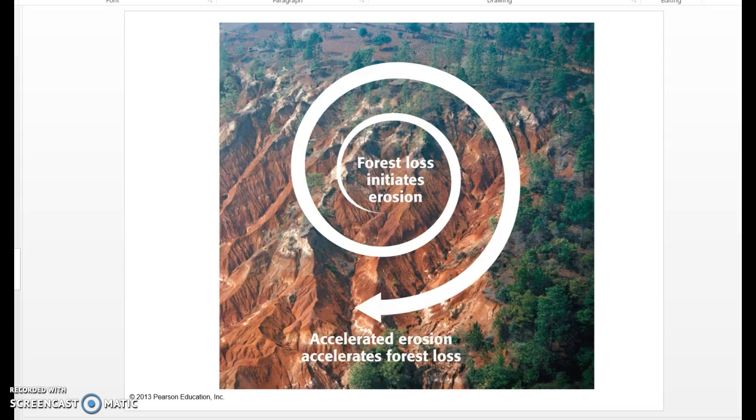This is what we call a positive feedback loop, and this is a good example: forest loss increases erosion. When we cut down trees, the roots of those trees actually keep the soil intact. And when we cut down those trees, now all of a sudden that soil is exposed, which increases erosion.